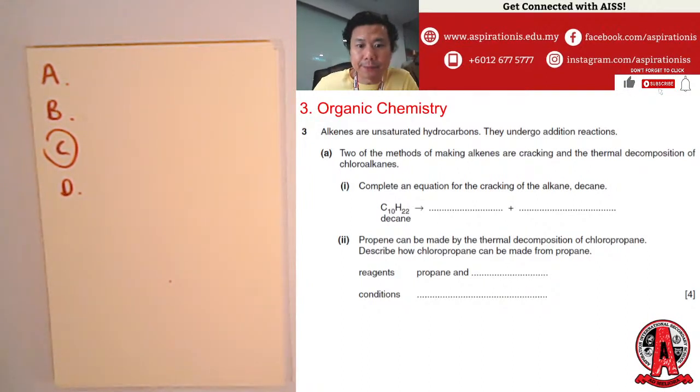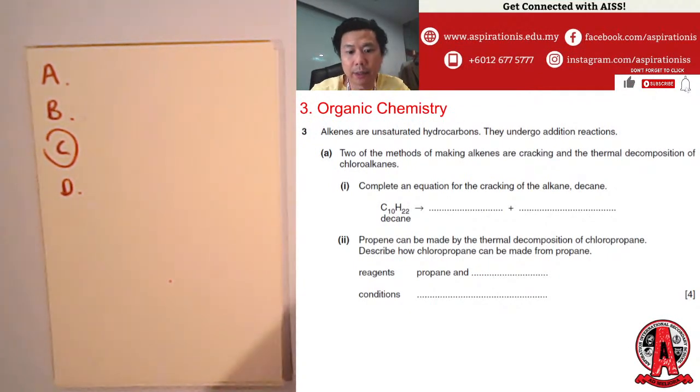Okay, moving on. Propene can be made by thermal decomposition of chloropropane. How can chloropropane be made from propane? If you want chloropropane, what are the reagents? You need propane and, do you understand the question? Of course, they would prefer UV light. So chlorine, UV light and heat.